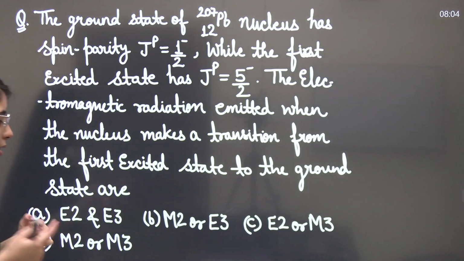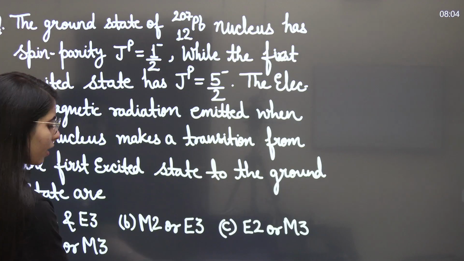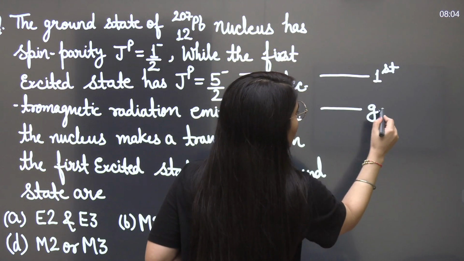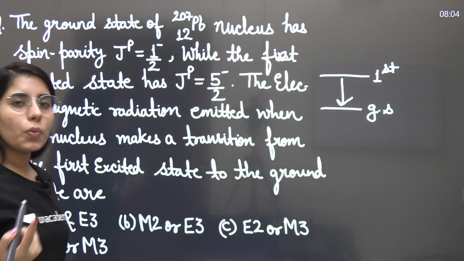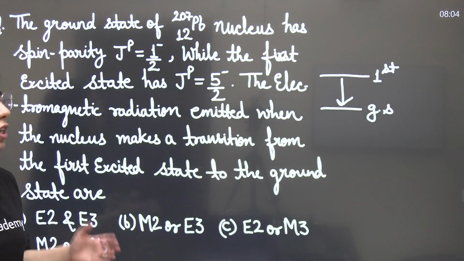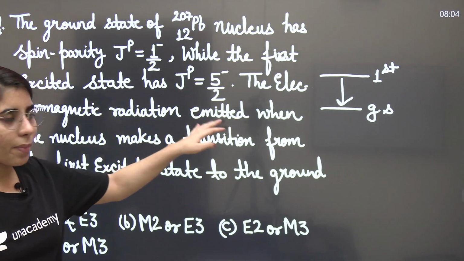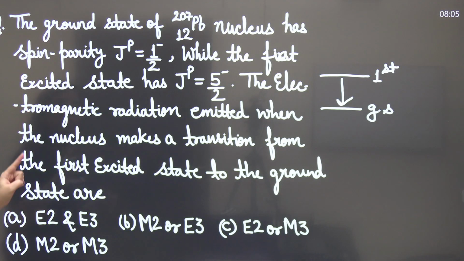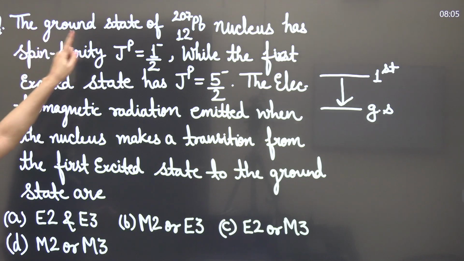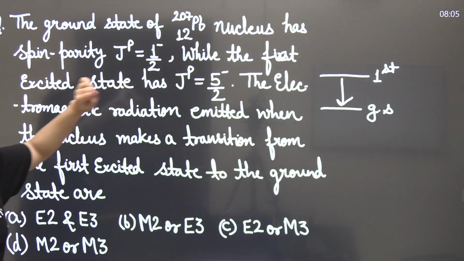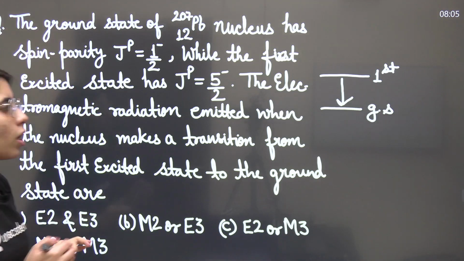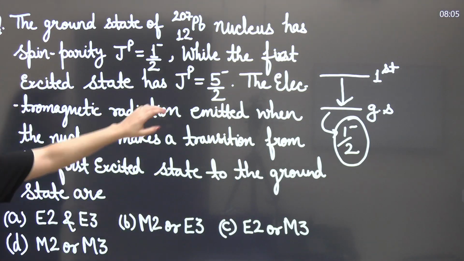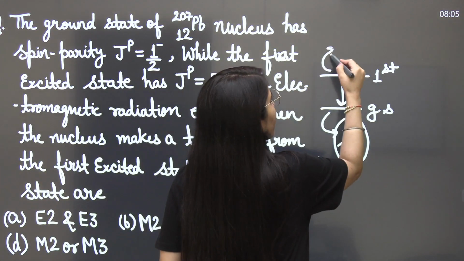So what kind of transition is there? It's a case in which the transition will take place from the first excited state to the ground state, like this. Now the point is, in this case, what do we need to find? We need to find the electromagnetic radiation emitted when this nucleus makes the transition. And they have given us that the ground state of this nucleus has spin parity half negative. Clear? And what about the level above? That is 5/2 negative. Clear? Let's just note it down.